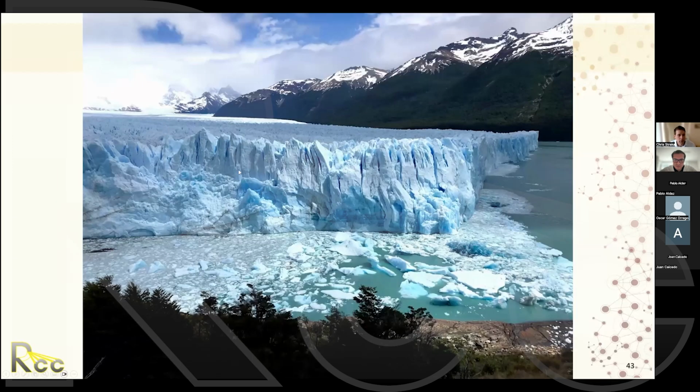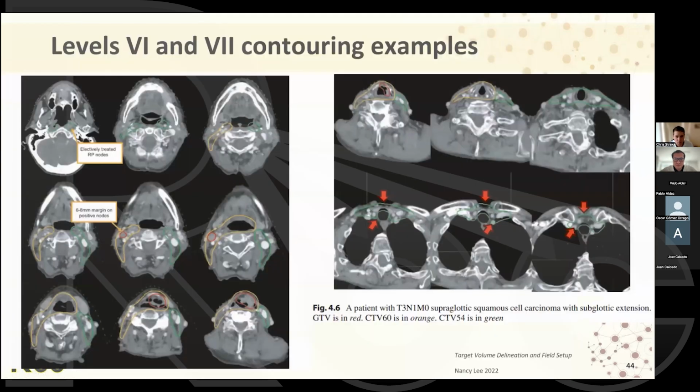Here are some other examples. And here, this is a supraglottic larynx with subglottic extension. So this is sort of tying everything together that we've talked about. We'll stick with level 7s for a minute. This patient had an involved right neck node. The person who drew this did take the level 7s all the way to the skull base. Again, it's less formally defined to exclude those outside of the oropharynx, so I think that's totally reasonable.